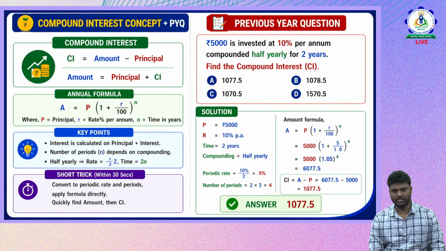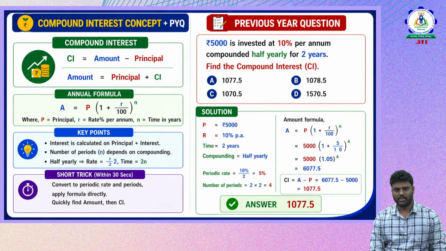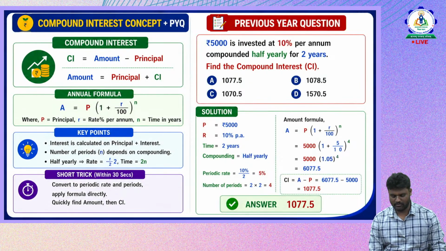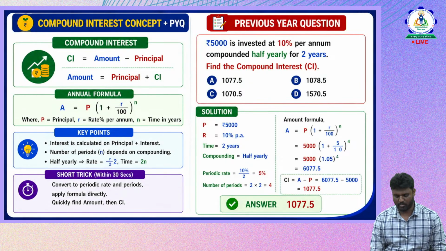Coming to the next question, the question is 5,000 is invested at 10% per annum, compounded half-yearly for 2 years. Find the compound interest. So we need to identify what we need to identify: the compound interest. So what they have given: 5,000 is invested at 10% per annum, compounded half-yearly for 2 years. Now we need to find the compound interest.